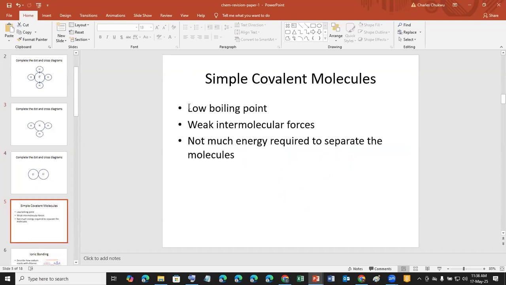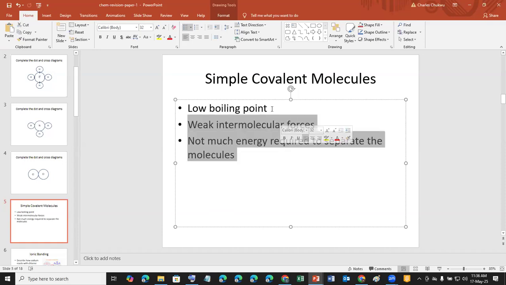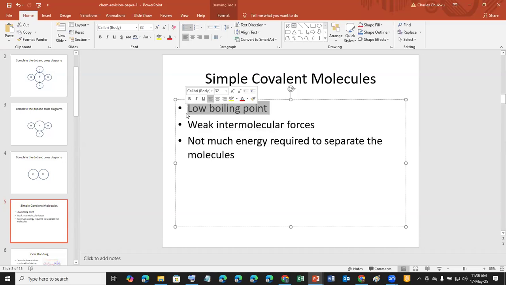Okay, so these are properties of covalent bonds, simple covalent molecules. They have low boiling point. Why? That can be attributed to the weak intermolecular forces. So of course, the heat required to break those intermolecular forces is low. That's why you have low boiling point, obviously. Not much energy is required to separate the molecules. These two are reasons for this. Okay, so think about it that way.